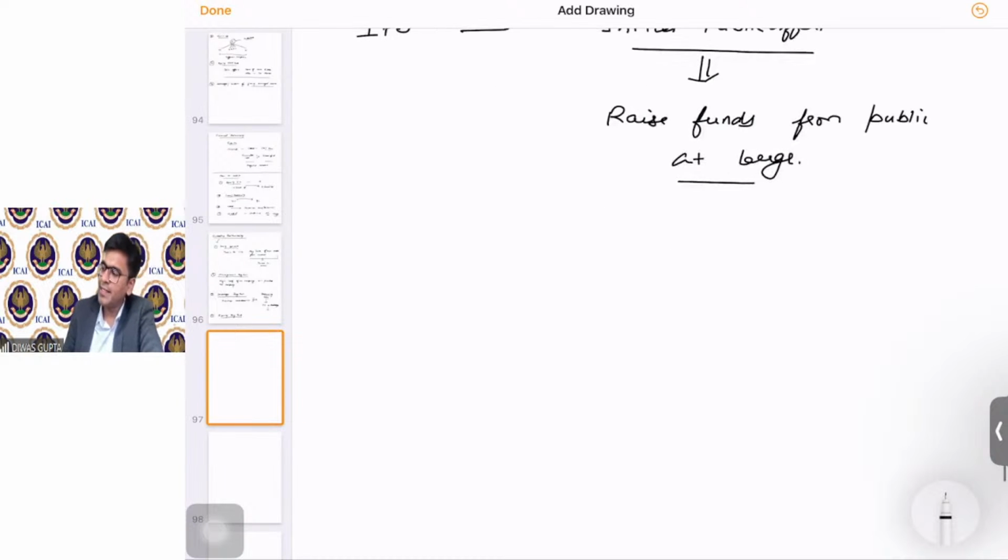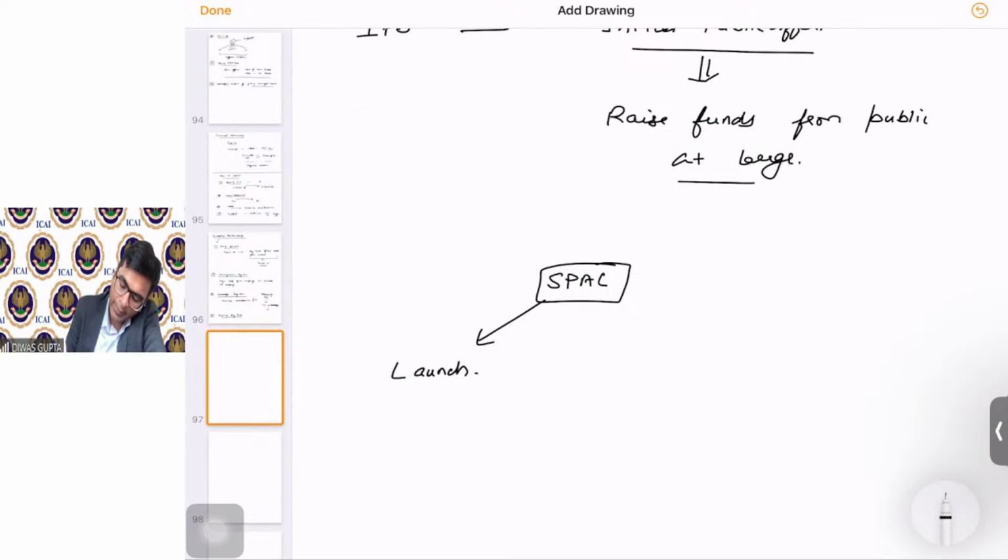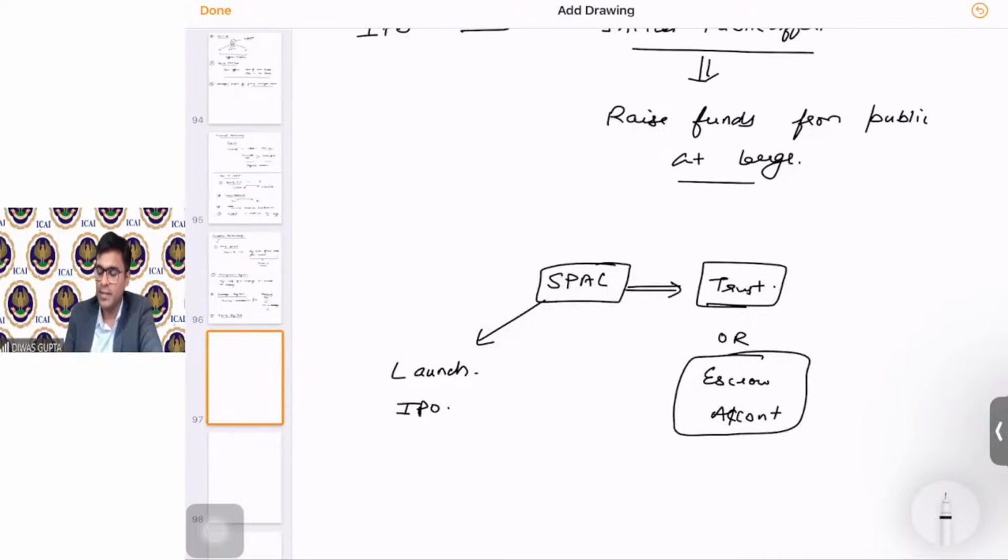Once the funds are raised, let's say this is the SPAC company. I'm drawing it here. Then we will be able to demonstrate. SPAC will launch an IPO. And similarly, SPAC will also form a trust. This money that is received by SPAC will be kept in a trust or in an escrow account.